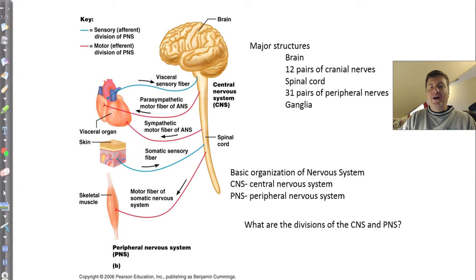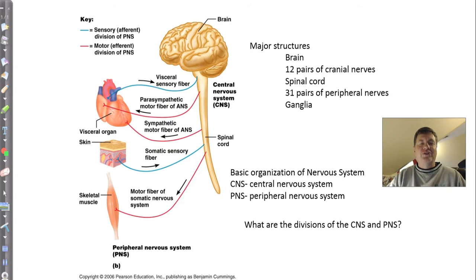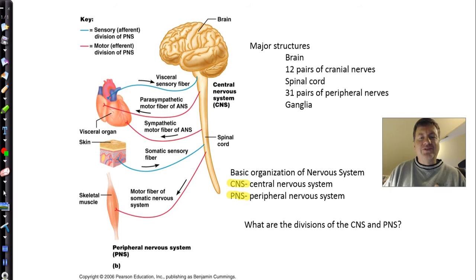So when we talk about some basic organization of the nervous system, there's two basic divisions that we talk about a lot. We talk about the central nervous system and the peripheral nervous system. The central nervous system and peripheral nervous system are integrated and they're connected, but they have different responsibilities, and we'll look more at the organization of it here in a second.